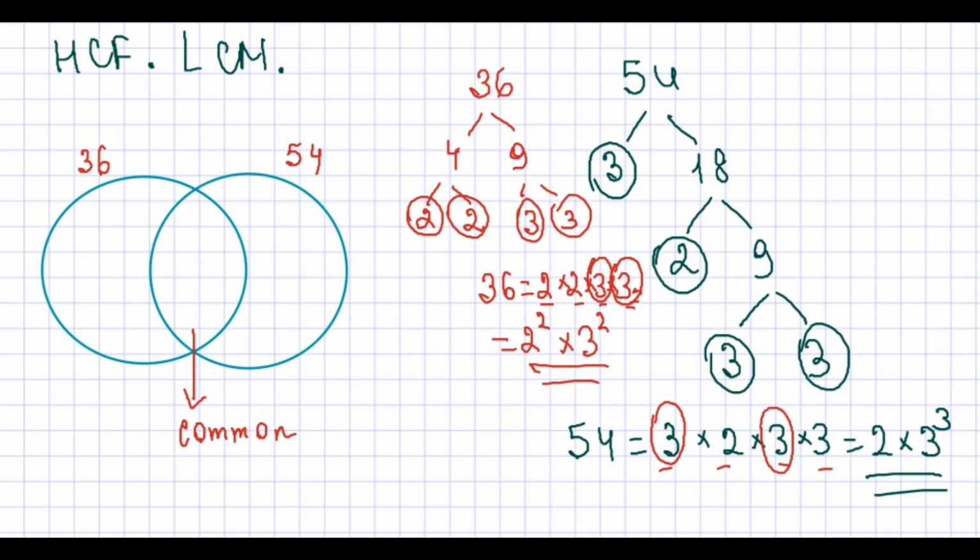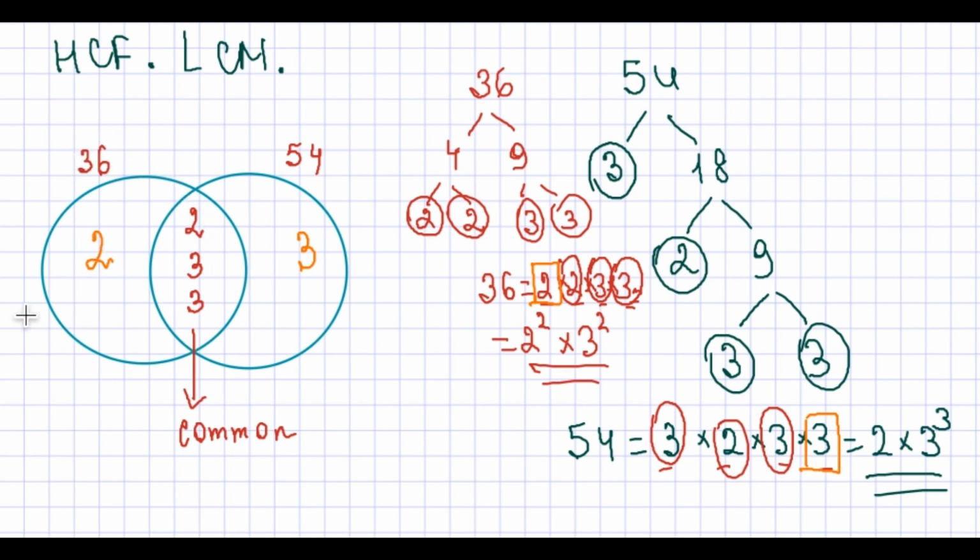These 3's are common. And these 2's are common. So I can write in the middle 2, 3, and 3. And from here I see that 2 is alone here. It goes to 36 only. And here I see that 3 is alone and it goes to 54 only. Okay, let us check our answers one more time.